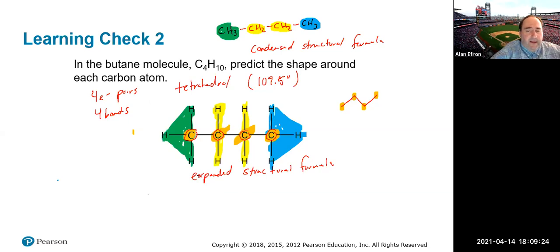And again, top guy condensed structural formula, bottom guy expanded. And again, line structure on the right where it's pretty much just bare bones, not too much going on there, just some lines. And again, really written in that zigzag sort of shape. Any questions on that there?